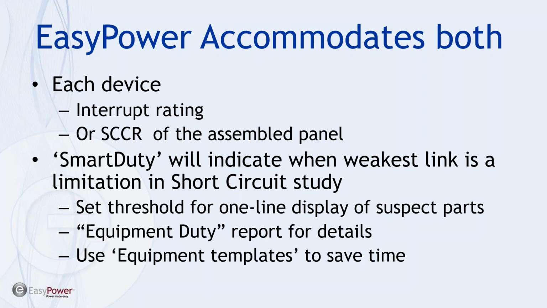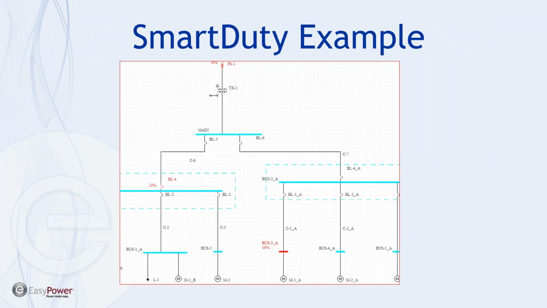So what you're going to see as I jump into the tools is, first, I'm going to set the threshold on the one line to display the parts that I want to consider. Then we're going to look in detail at those parts by using the equipment duty report. And then I want to take a step further and suggest that if I use the template for equipment to properly enter those data points, it will save time in the long run because the data would be set up at the time I do the modeling. So let's jump into EasyPower and see how that's done.